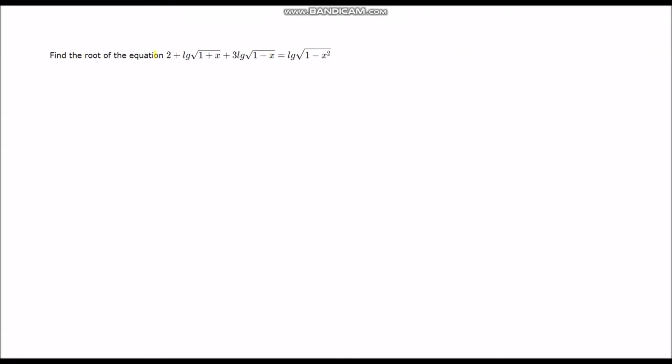Find the root of the equation 2 plus log of root of 1 plus x plus 3 log of root of 1 minus x, which is equal to log of the root of 1 minus x squared. Okay, so this is our equation, and we're asked to find the solution. So the root also means solution.